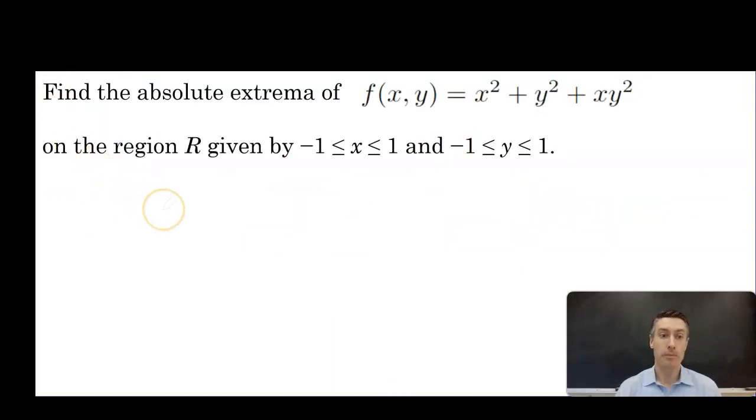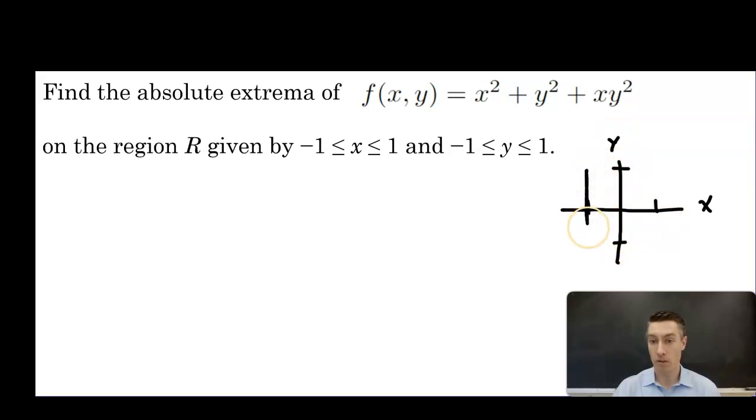Okay, next up. Find the absolute extrema of the function x squared plus y squared plus xy squared on the given region defined by negative 1 is less than or equal to x less than or equal to 1, and the same for y. So our region, draw it out in the xy plane. So negative 1 to 1, negative 1 to 1. So we have a square region, with corners (1, -1), (-1, 1). So we have a square region that we are looking at.